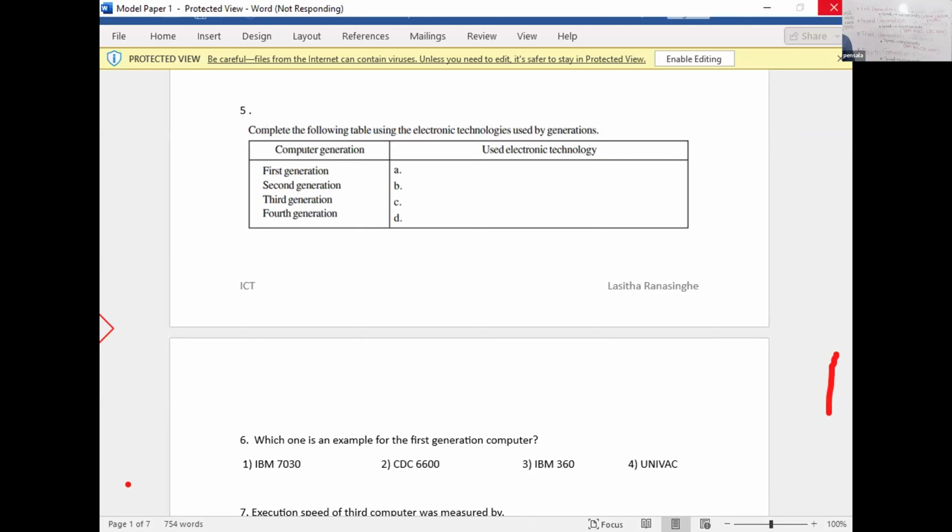Right. So we were at the fifth section. Complete the following table using the electronic technologies used by the generation. Some of you have given the correct answers, right?